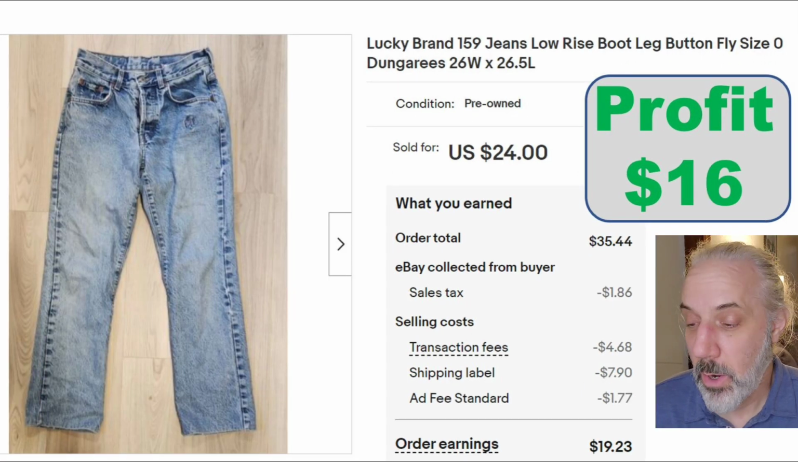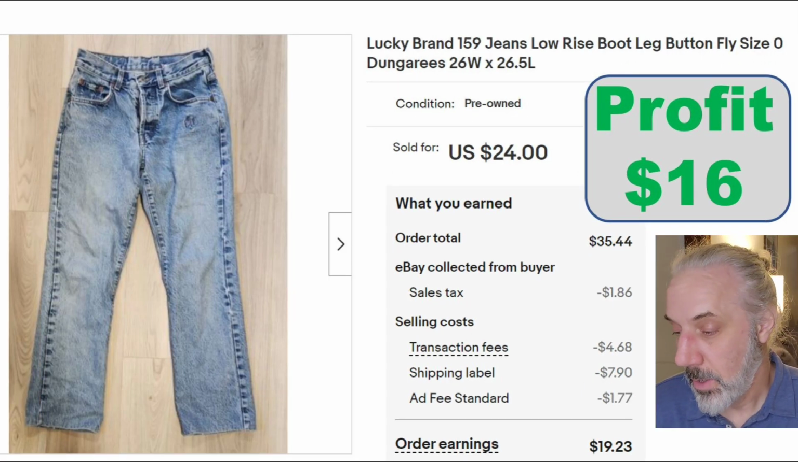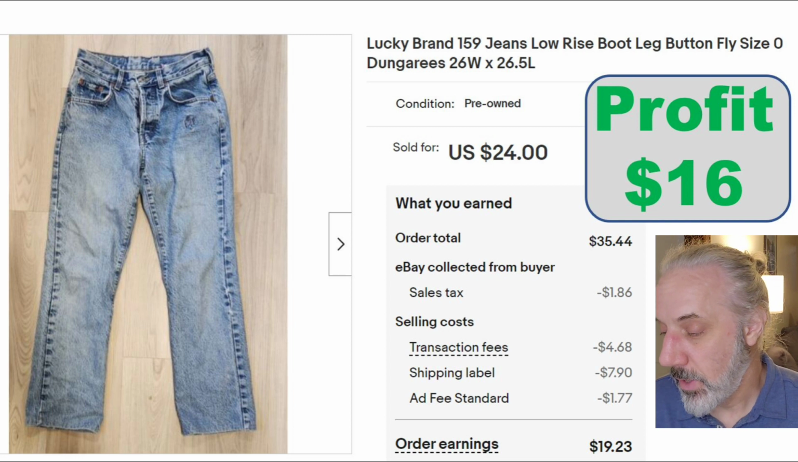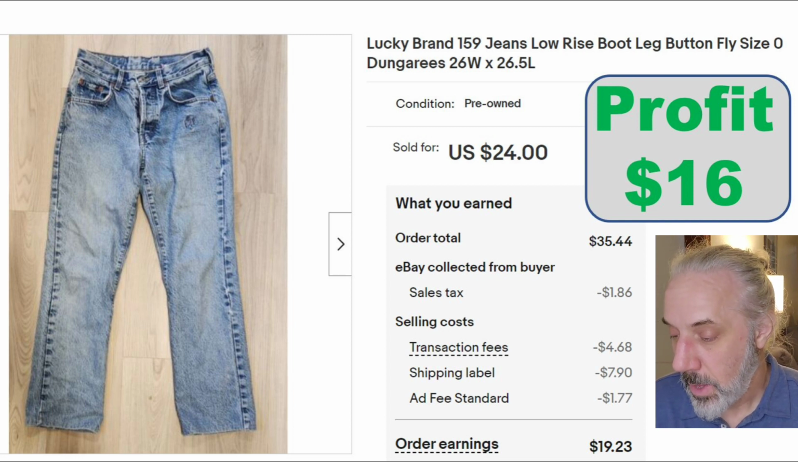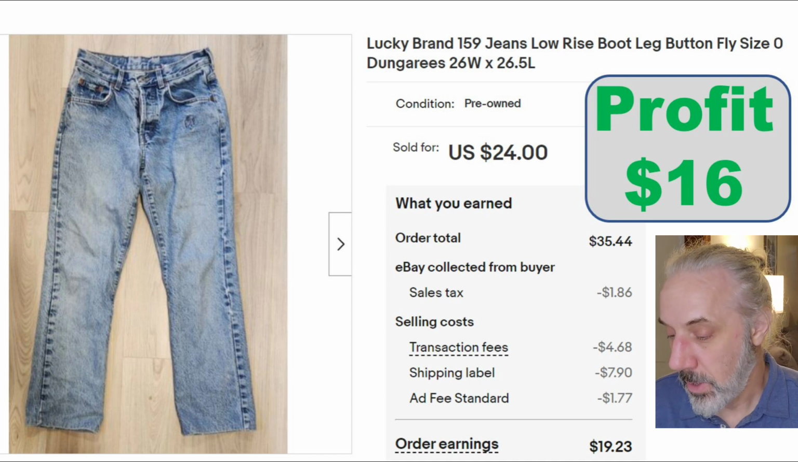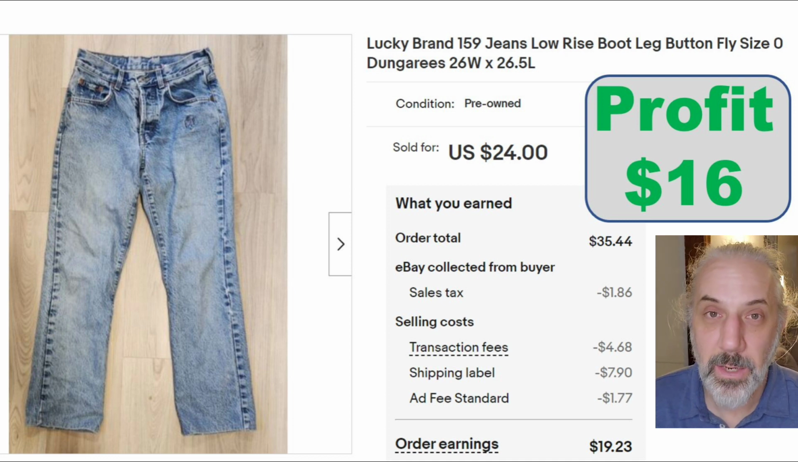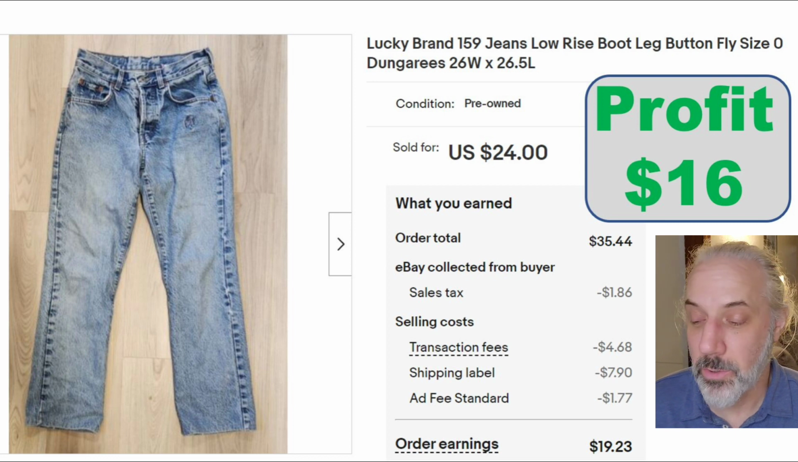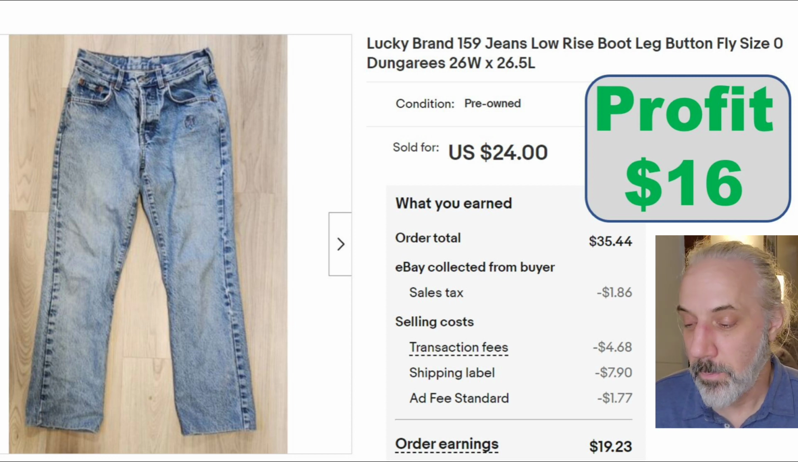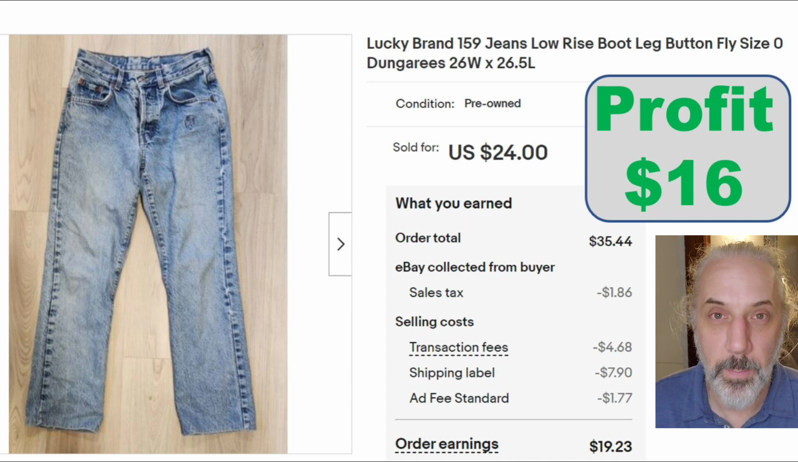Here we have a pair of Lucky Brand jeans, low-rise bootleg, so a lot of good keyword items that are in style. It's a size 0 actually, and this buyer is all in for $35.44. eBay gave me $19.23 for a profit of $16. Lucky Brand is a good brand, although it appears to me that the price is getting a little bit softer right now. So just do your research before picking them up, even at the bins.